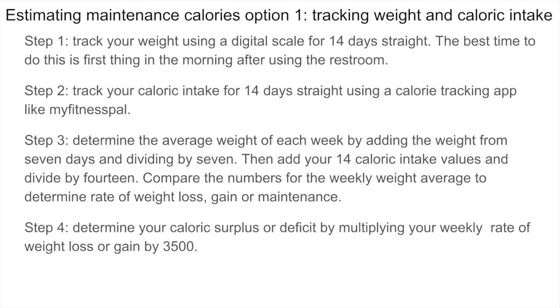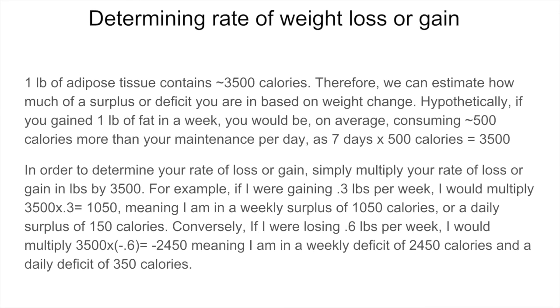So, 1 pound of adipose tissue contains around 3,500 calories. That's the number we'll use at this point. Therefore, we can estimate how much of a surplus or deficit you are in based on a weight change. Hypothetically, if you gained a pound of fat in a week, you would be on average consuming around 500 calories more than your maintenance per day, as 7 days times 500 calories equals 3,500.